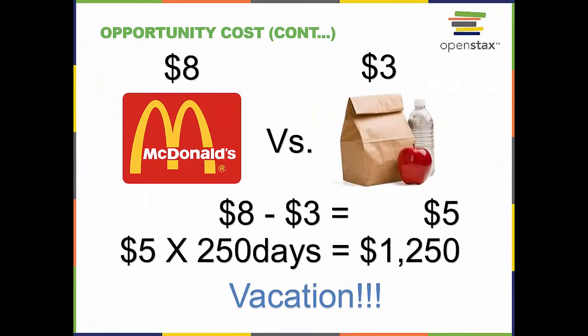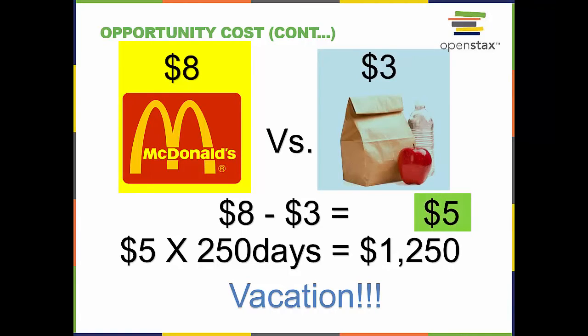Let's expand on the concept of opportunity cost with a common decision. Do I pack a lunch for work or do I eat out? In this scenario, eating out costs $8 and bringing a lunch from home costs $3. The opportunity cost for eating out is $5, which is the difference between the options, 8 minus 3.